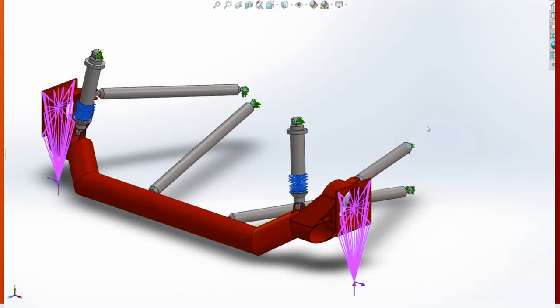The following are some of the connections that were used in SolidWorks. Here we have a spring, a pin, so the dampers can move up and down based upon the normal forces at the contact patches.